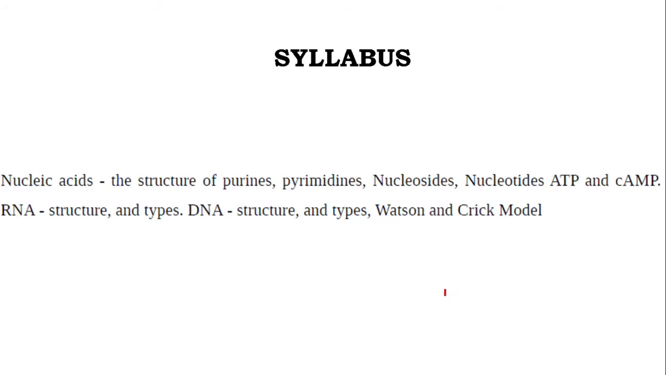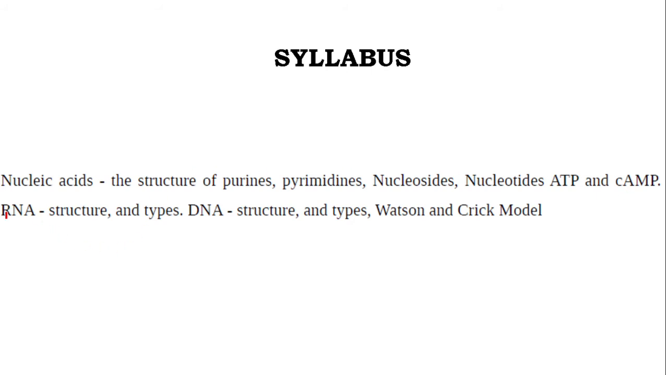This is your syllabus: an introduction on nucleic acid and the composition of nucleic acid, the structure of purines and pyrimidines, nucleosides, nucleotides. You know that nucleotides and nucleosides, etc., are the component structures of nucleic acid. ATP is a nucleic acid having a variety of functions. The most important role is its function as the energy currency of the cell. And you have cyclic adenosine monophosphate, cAMP. It is actually a part of the messenger system in the body. It is said to be a second messenger in the body.